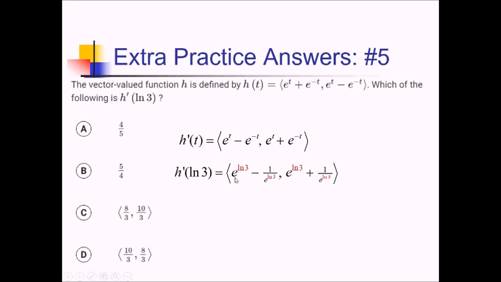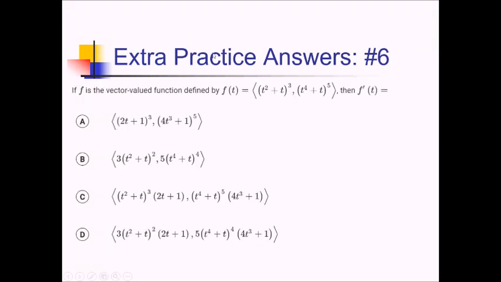Now all of these e ln's are going to cancel out, giving us just a 3. So the x component here for h prime is just 3 minus 1 over 3. And over here for the y prime, this is going to be 3 plus 1 over 3. Still got to simplify a little bit to get one of these answer choices. 3 minus a third is really like 9/3 minus a third. That's 8/3. And here we have 9/3 plus a third, so that's 10/3, giving us answer choice C.